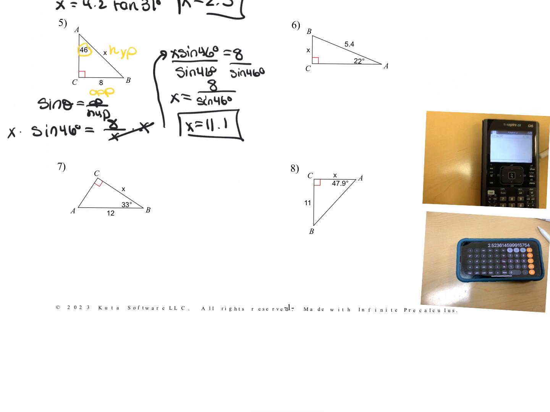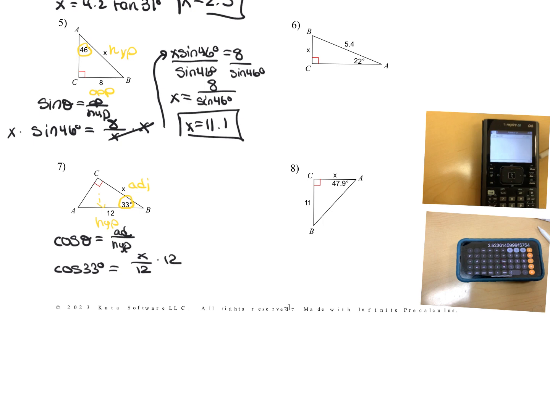Let's try number 7. Okay, number 7 slipped around, but we got this. So here's my angle. Across from the right angle is always the hypotenuse. This x is next to me, so this is the adjacent. So that's going to be a cosine. So cosine of an angle theta equals the adjacent over the hypotenuse. So cosine of 33 degrees equals my adjacent x over 12, my hypotenuse.